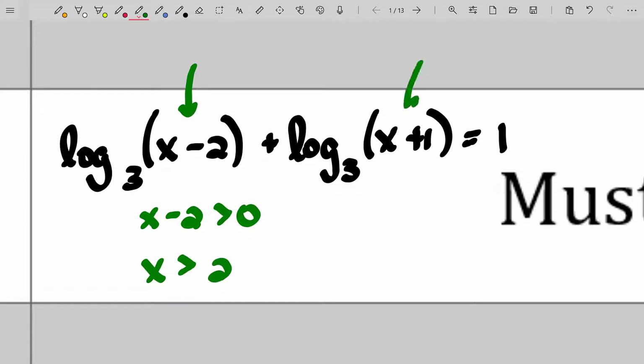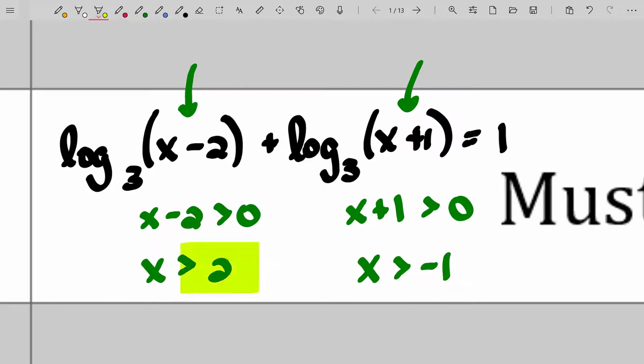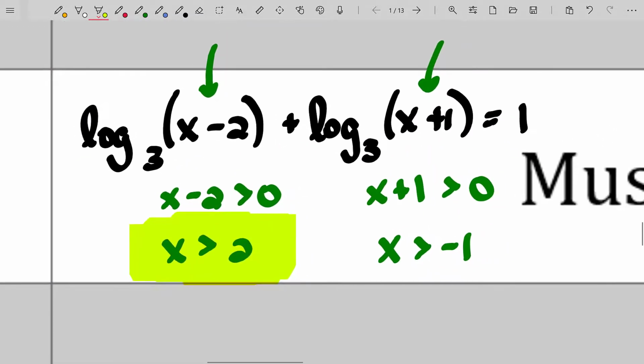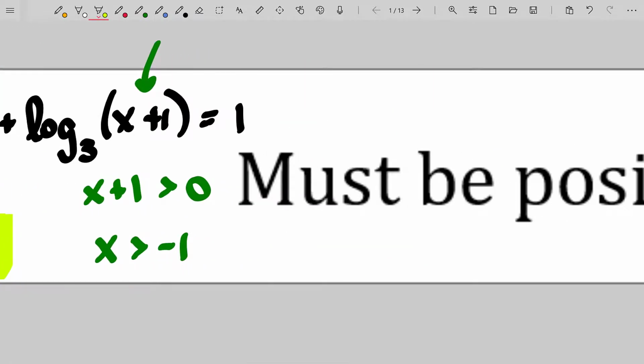And also the argument for the next logarithm in line, which is x plus 1, would also have to be positive, which tells us that x must be greater than -1. Of these two restrictions, the tighter restriction, the one that supersedes or contains the other, is the x must be greater than 2 restriction. So all values that are greater than 2 are also greater than -1, so that's the restriction that I'm going to stick with.